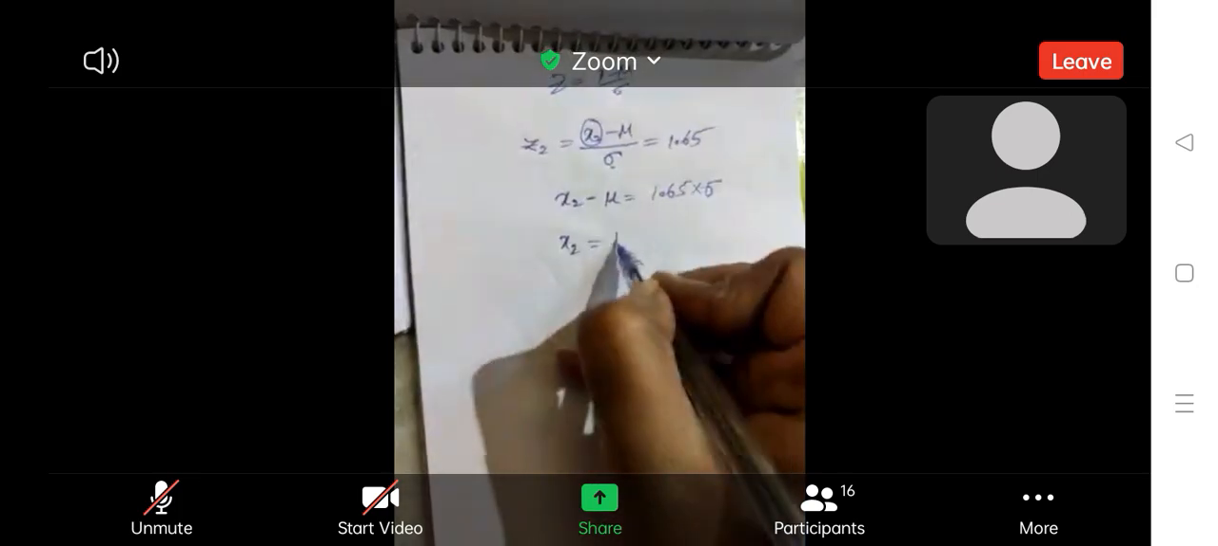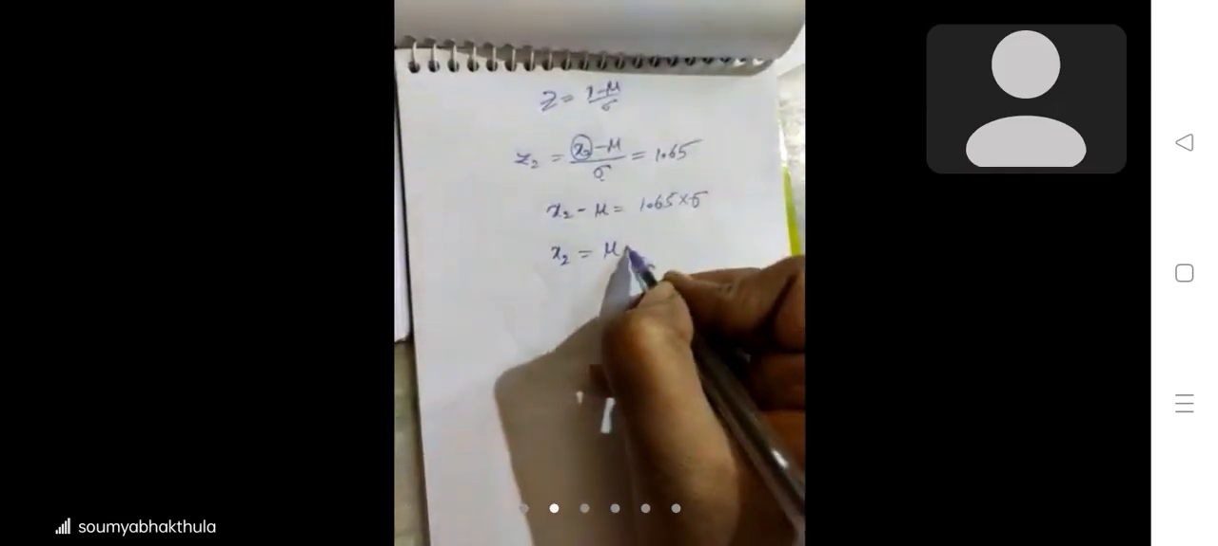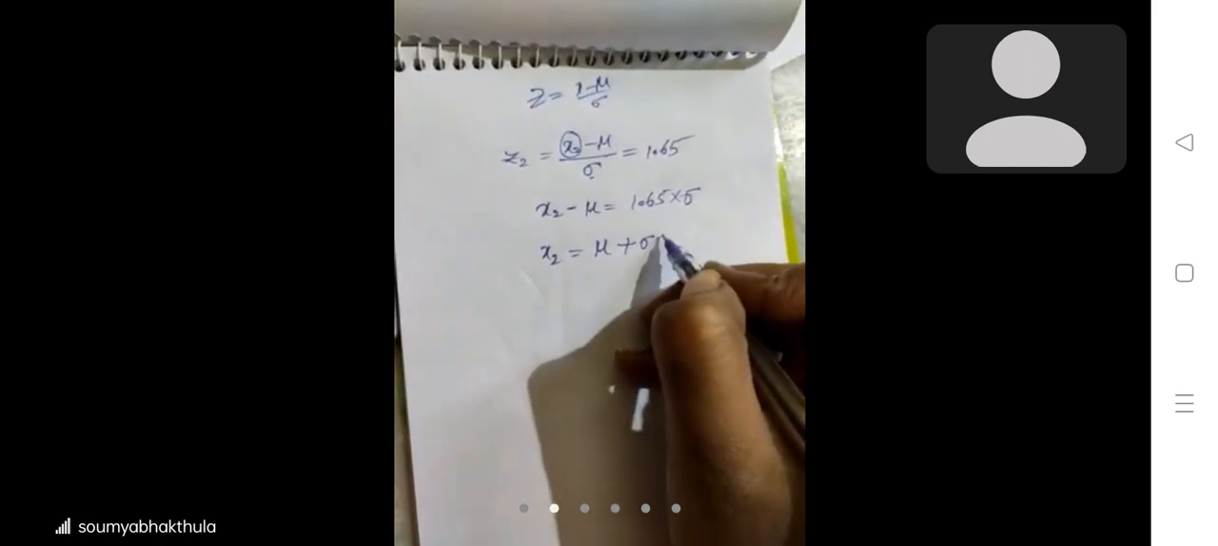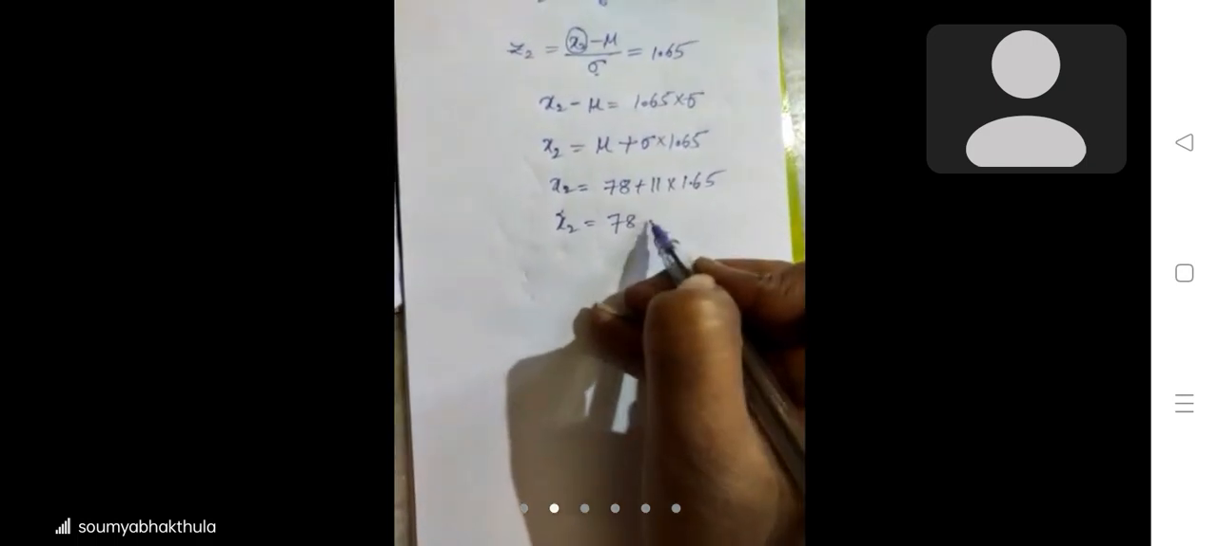So x2 minus mu equals 1.65 into sigma. Taking mu to the right hand side, this will be sigma into 1.65. So x2 equals 78 plus, if you multiply this, what is the answer? 11 into 1.65.